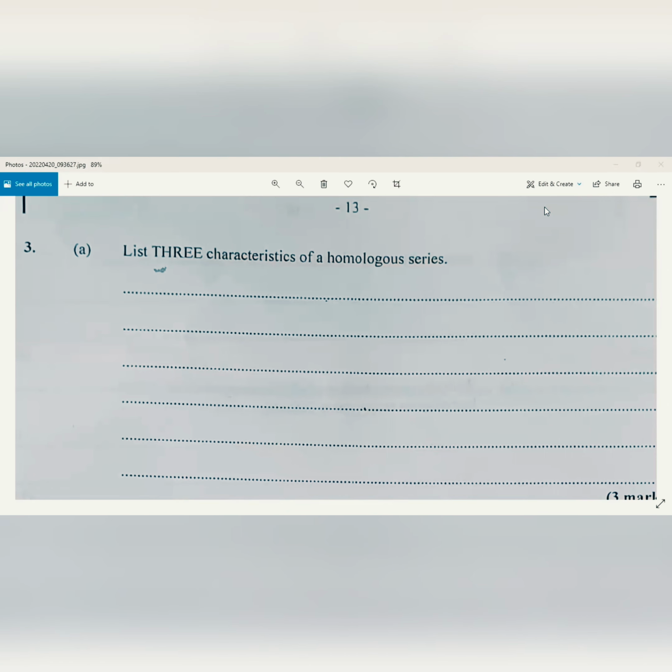Okay, so now it says here you're supposed to list 3 characteristics of a homologous series. And there are quite a bit of them. Number 1, they have the same general formula. Number 2, they react in the same way, so they react with the same things. Number 3, there is a gradation of the physical properties as you move along the group.